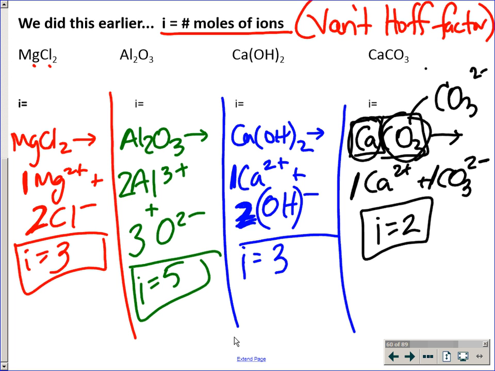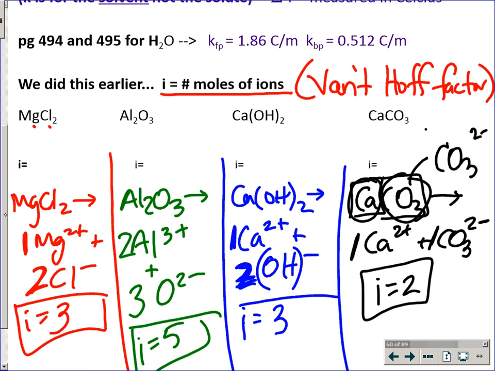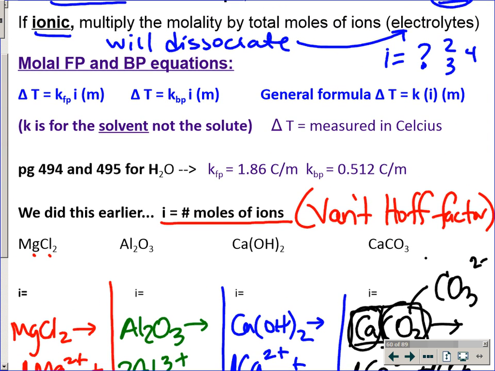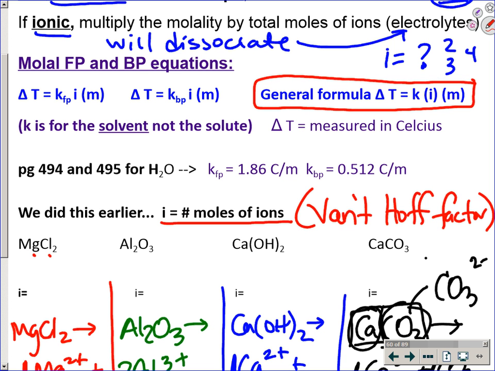Okay, so we have to know how ionic compounds are going to break down before we can apply the concepts. Can I move back up now? A little bit? Okay. So we will use the i value in the equation. It looks like there's a lot of equations, but really there's only one. The general formula is the one I would write down, because you'll notice that it applies to both situations the same. So delta T is, obviously, the change in temperature.